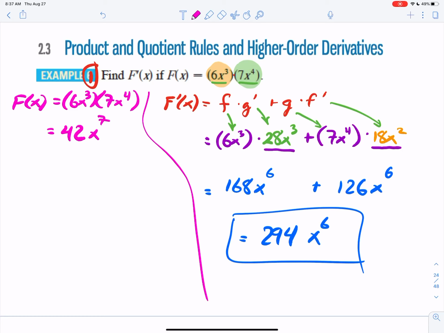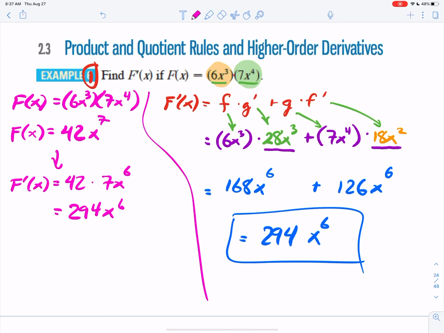Now, did I take that derivative? Okay. All I did was simplify it. So I don't want to call this f prime. I just want to call this f of x. Now, isn't this a lot easier to find the derivative? That's just 42 times 7x to the 6. You move the constant multiple to the side, and 42 times 7 is 294x to the 6.